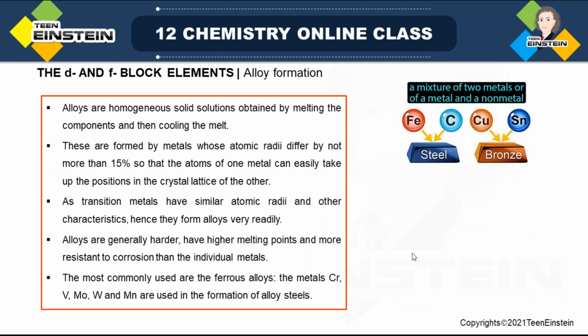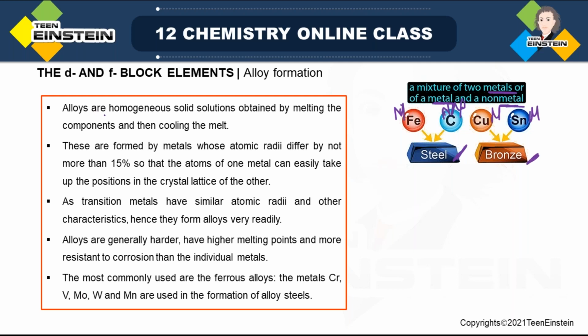Next property, alloy formation. Alloy formation is possible. It may be a mixture of two metals, or one metal and one non-metal. So when iron is mixed with carbon, steel is formed. Copper and tin are both metals. Carbon is a non-metal, right? But in the next example, both are metals and they form bronze.